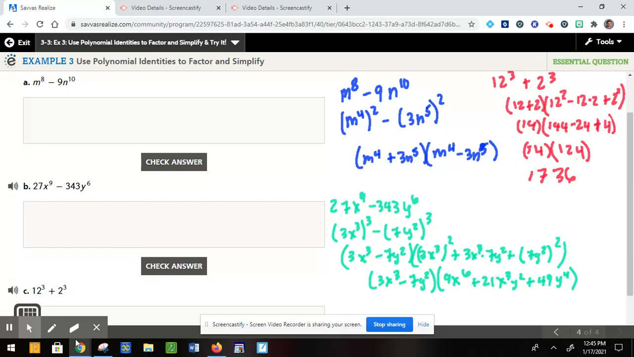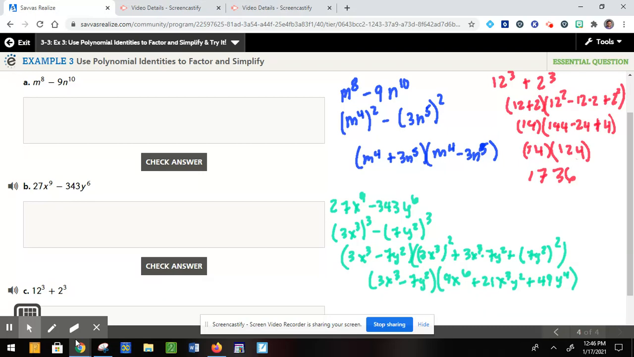Biggest mistake I see applying this identity is squaring the variable and the exponent on the variable, but not squaring the coefficient. So leaving this as a 3 instead of making it 9 would be the biggest mistake I see applying this principle or property. Then it's a times b. So again, a is 3x cubed, b is 7y squared. So you multiply them together for that middle term.